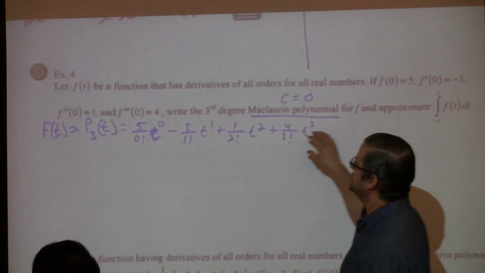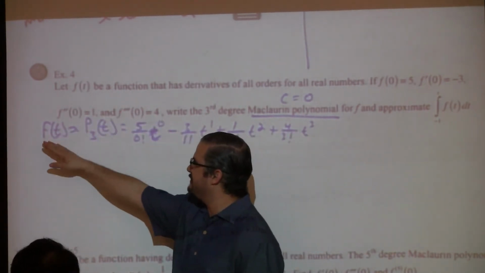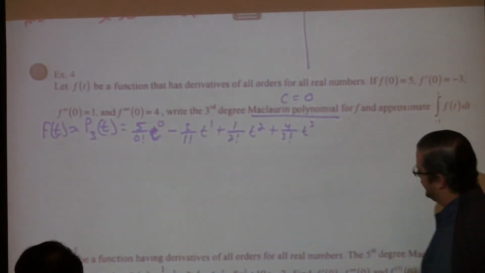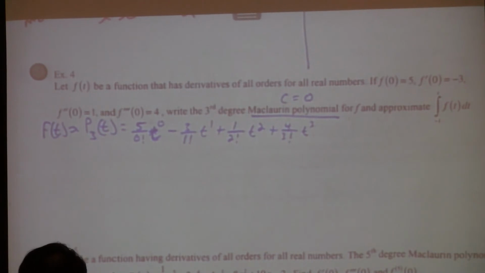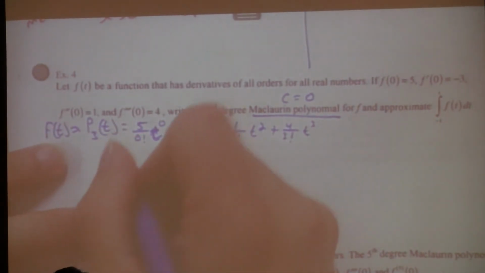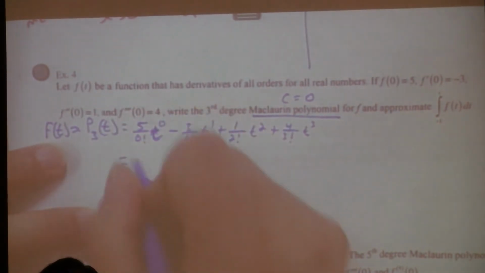So they want us to use this polynomial in place of f of t, and they want us to integrate it from -1 to x. So can we? We haven't done integration in a while. Yes. Should we simplify this maybe before we try to integrate it? Yeah, let's simplify it, right? Get rid of those factorials. So what would this become?